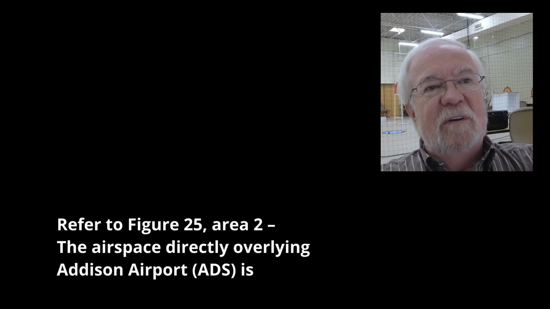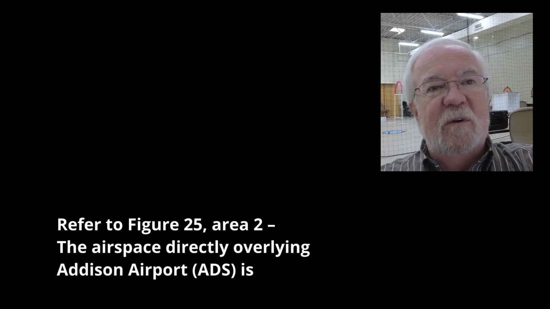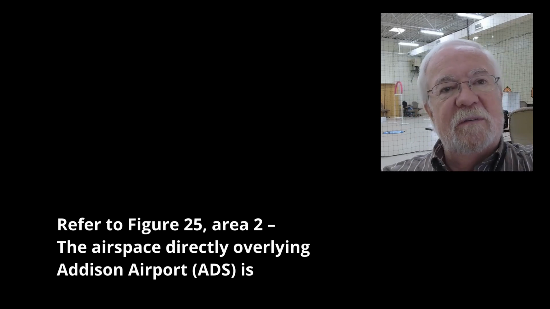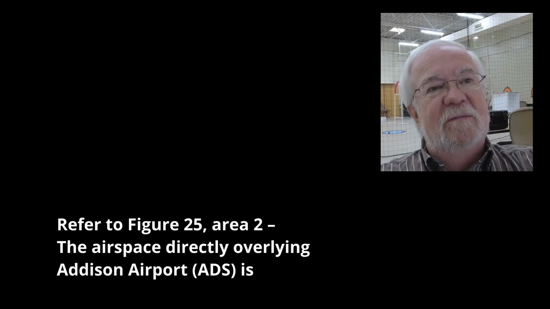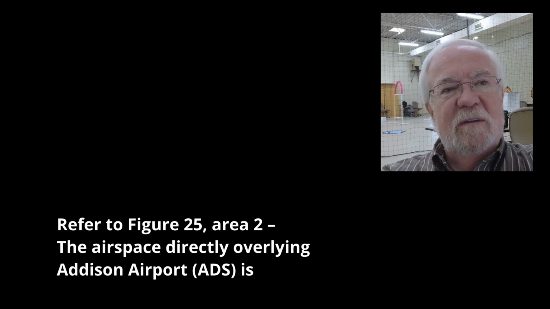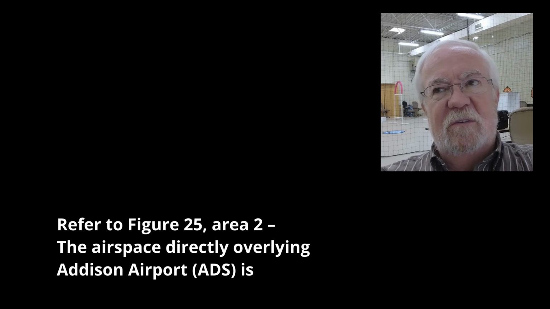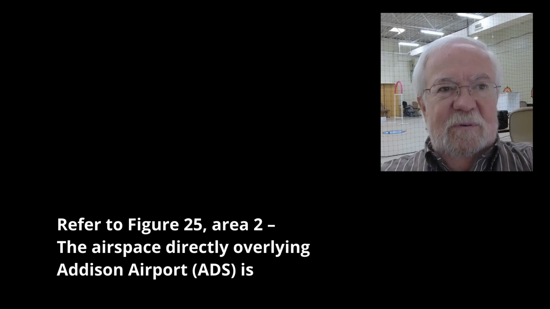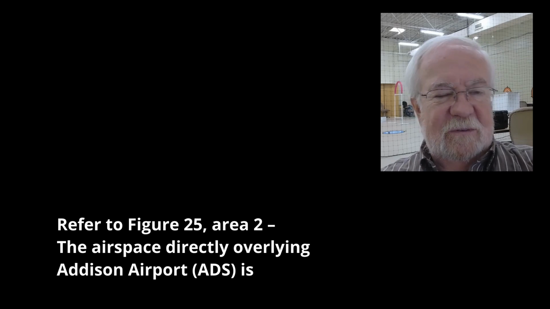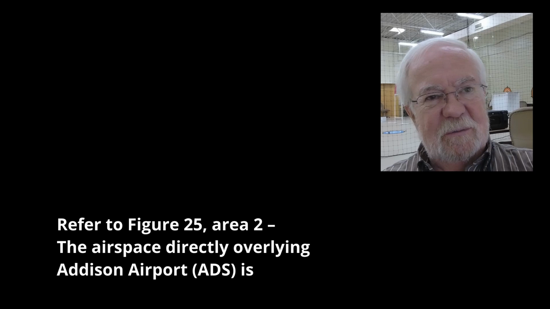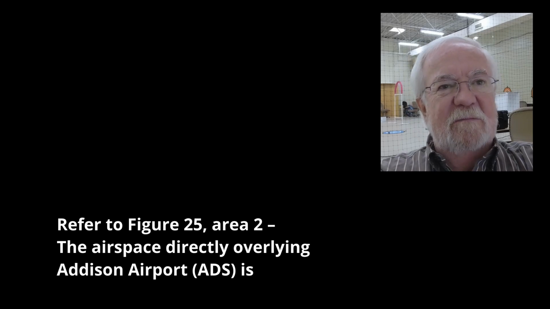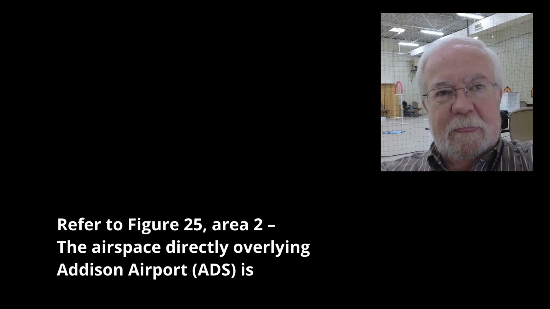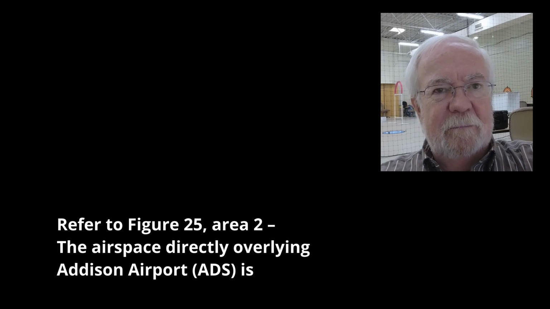Let's see, next one would be Figure 25, Area 2. The airspace directly overflying Addison Airport, this is tricky. Figure 25 is a tricky figure because it's just so congested. There's so much stuff there to look at. But pull it out. Figure 25, Area 2, turn it so it's upside up, it's sideways on my picture there. And then find Addison Airport. Pause the video if you need to take a little time.